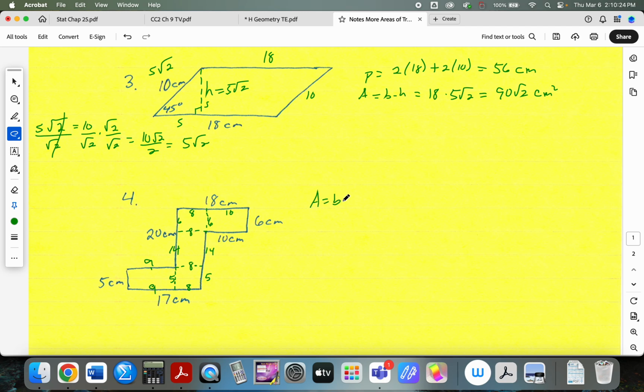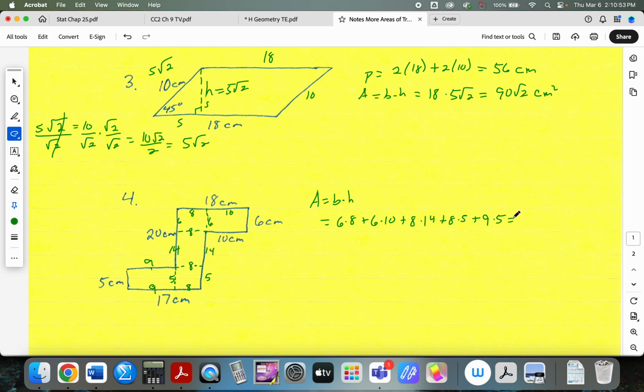So for the area, we're just going to use base times height a lot of times. So I'm going to start up here at the top. I'll have a 6 times 8. I'll have a 6 times 10. That gets you both of these. We've got an 8 times 14. We have an 8 times 5. And a 9 times 5.